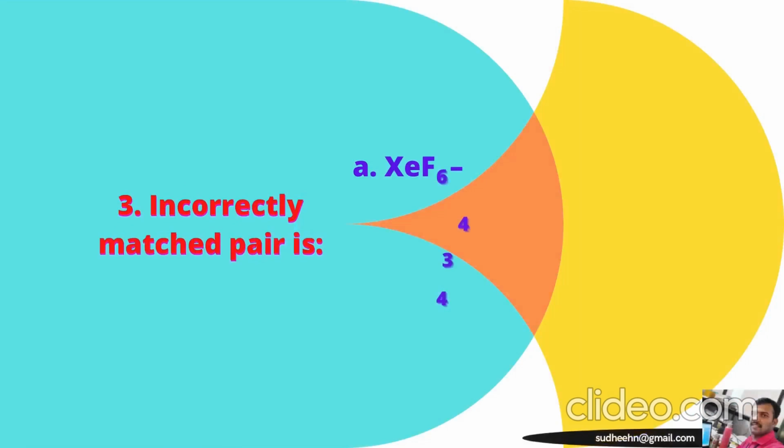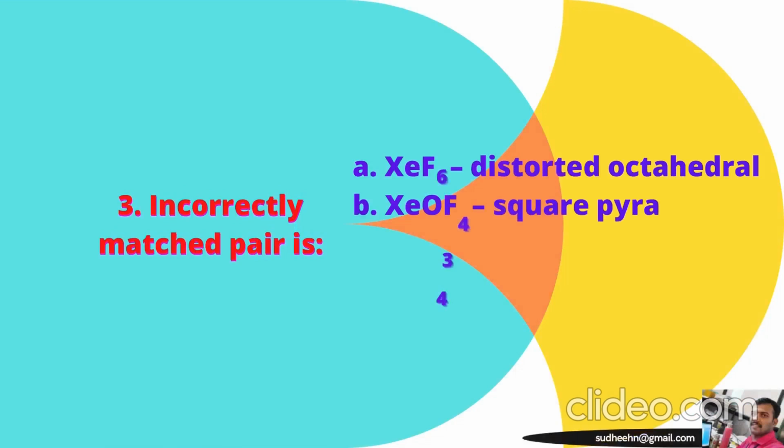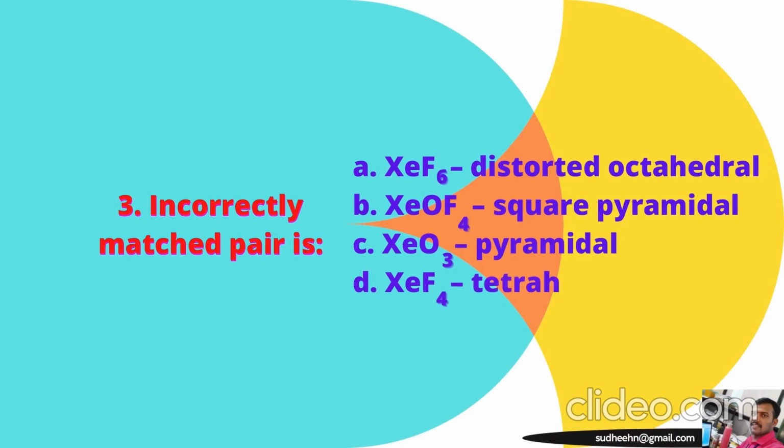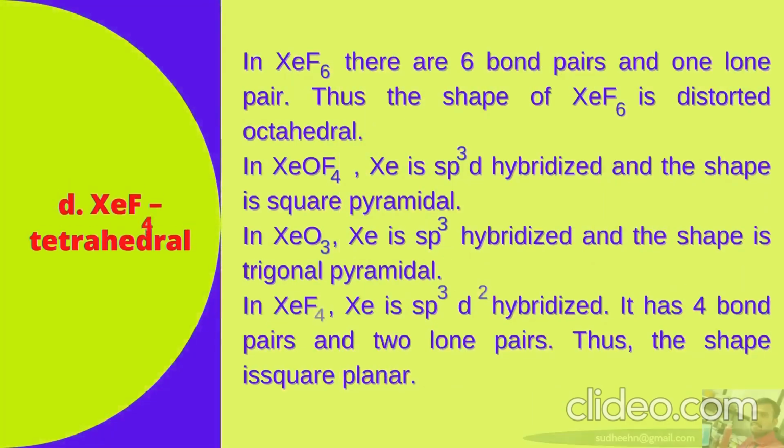Next question is question number 3. Incorrectly matched pair: XeF6 distorted octahedral, XeOF4 square pyramidal, XeO3 pyramidal, XeF4 tetrahedral. And the right option for this particular question is option D, that is XeF4 tetrahedral, because we'll discuss individually. XeF6, that is xenon hexafluoride, has 6 bond pairs and 1 lone pair. Thus, the shape of xenon hexafluoride is distorted octahedral.